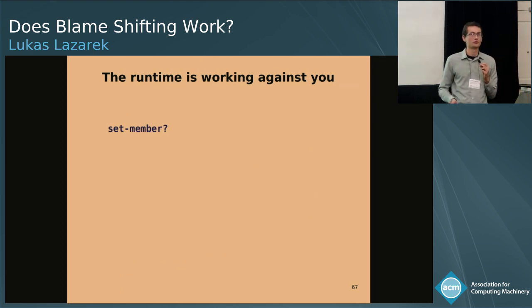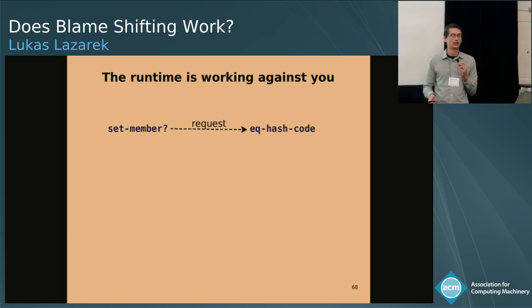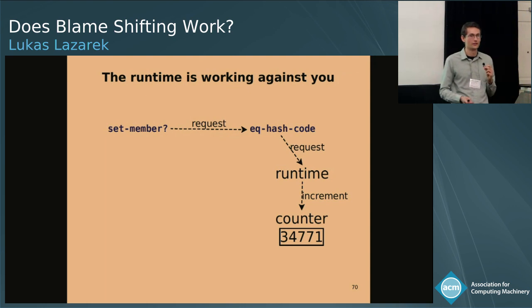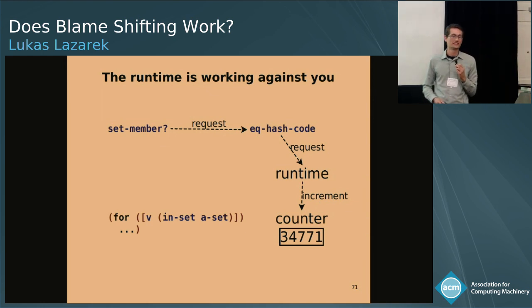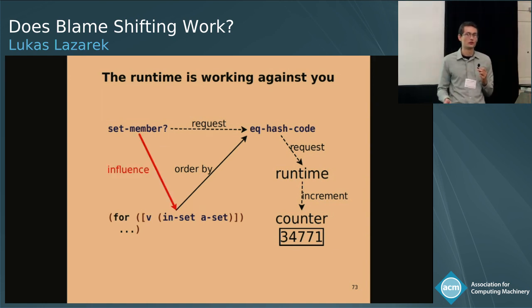Our contract checks if a value is a member of a set. And in Racket, sets are implemented using hash tables. So that entails getting the hash code of that value. And getting the hash code of a value means asking for a new hash code from the runtime. And the runtime basically maintains a global counter. And it increments that counter and gives you back the new number as the hash code for that value. Hence, deciding to get the hash code of some value at some point in your program can change the hash codes of all values that get hashed later on. Then, when we iterate over the values in a set, the order of iteration depends on the hash codes of its values. Therefore, when we check set membership in a contract, it changes the order of iteration.